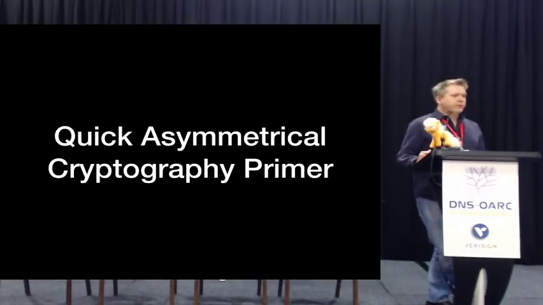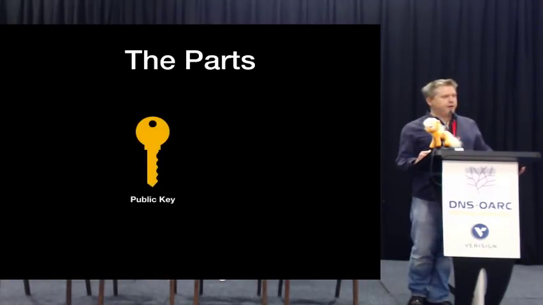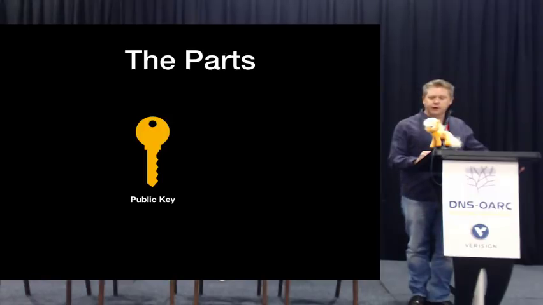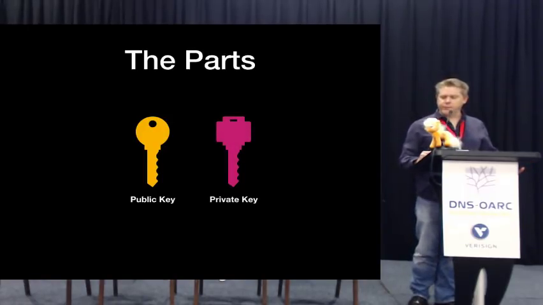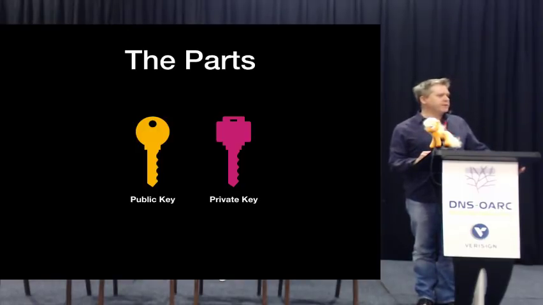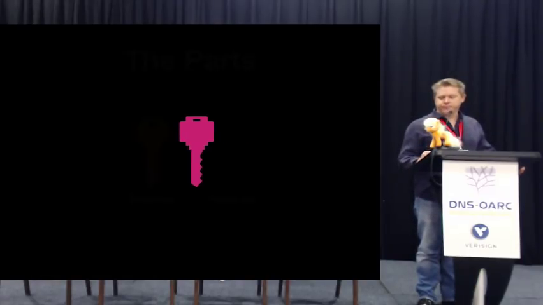Very quick overview, this is called asymmetrical cryptography. What you have is a public key, which you can share with other people, and a private key, which you keep private. This is, again, basically the same mechanism as DNSSEC. It's just the details of the implementation that tend to be a little different.